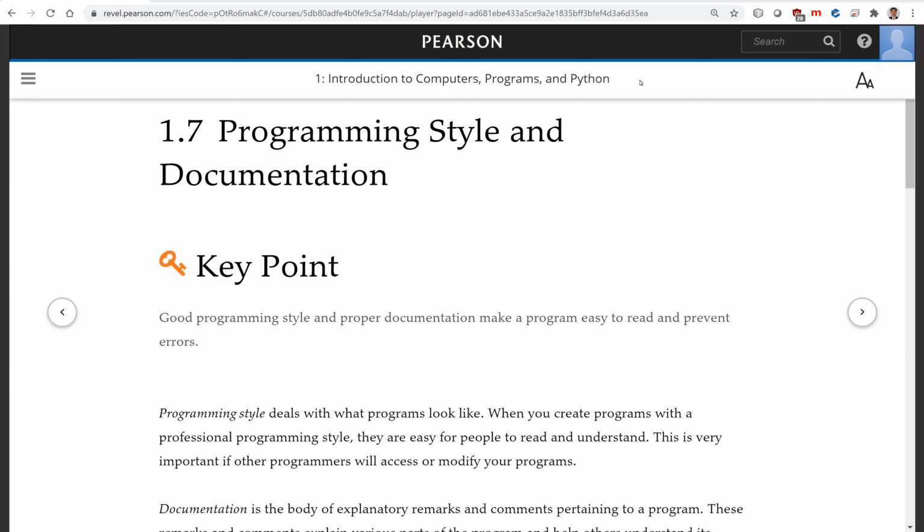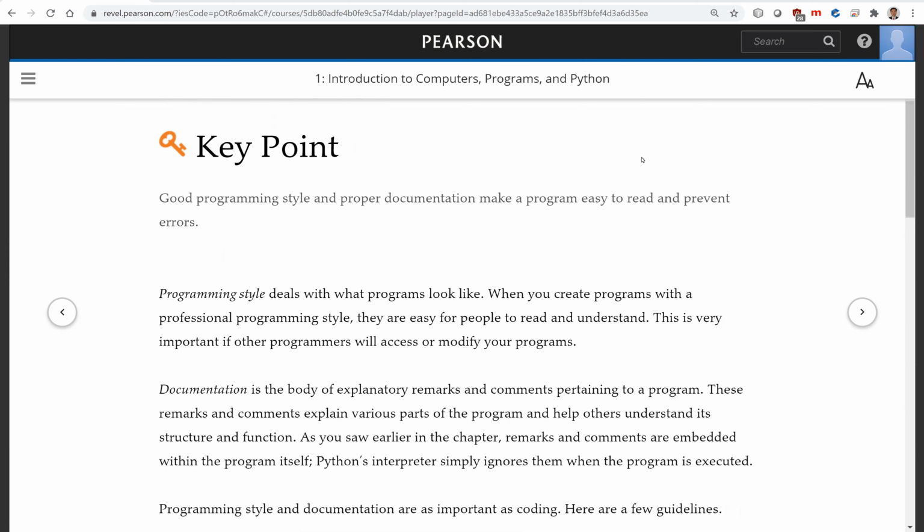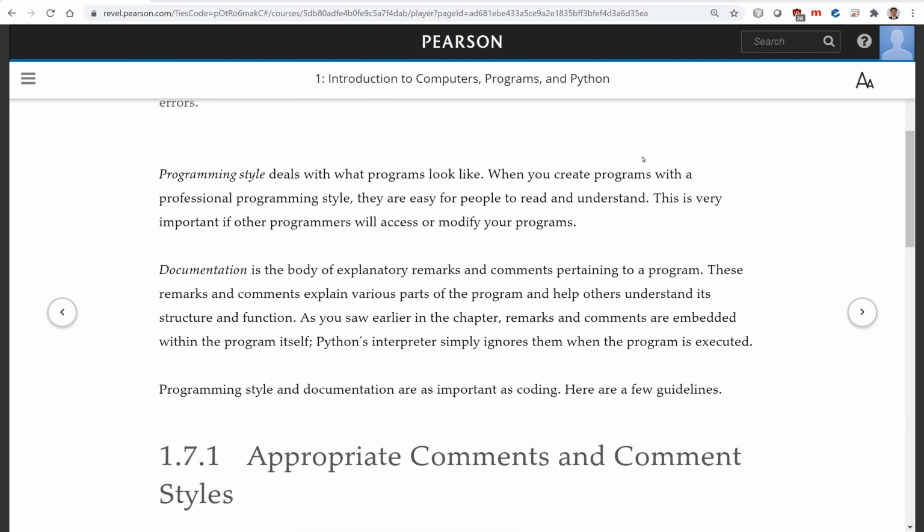Documentation is the body of explanatory remarks and comments pertaining to a program. These remarks and comments explain various parts of the program and help others understand its structure and function. As you saw early in the chapter, remarks and comments are embedded within the program itself. The Python interpreter simply ignores them when the program is executed.